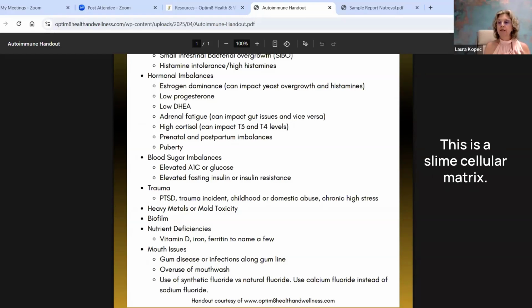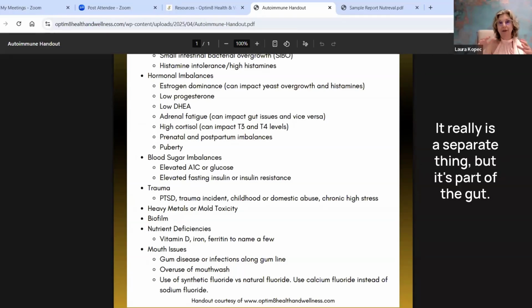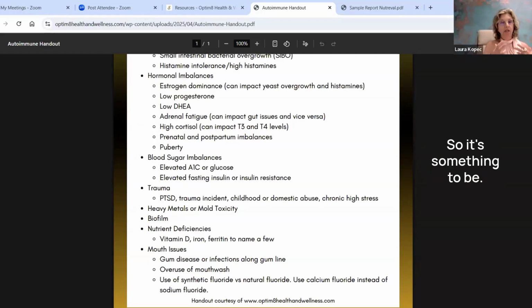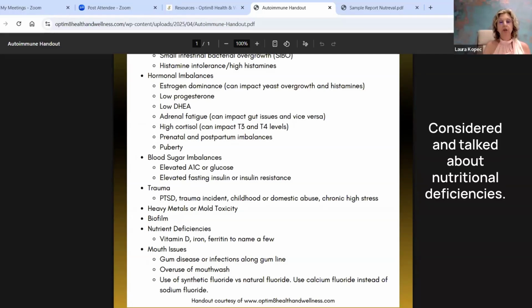Biofilm, this is a slime cellular matrix. I'm always talking about this as a real hidden villain. It really is a separate thing, but it's part of the gut. It can exist in the nasal folds, in the GI tract, in the urinary tract and bladder. So it's something to be considered and talked about.